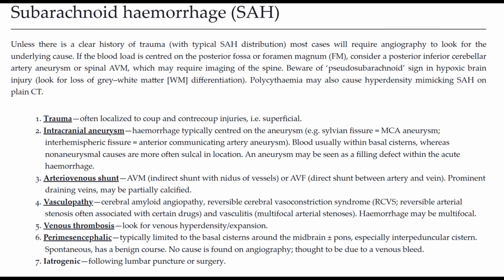Fifth, venous thrombosis. If you see subarachnoid blood, look carefully for a hyperdense or expanded venous sinus. That's the clue. Sixth, perimesencephalic hemorrhage. This is an important one to recognize.